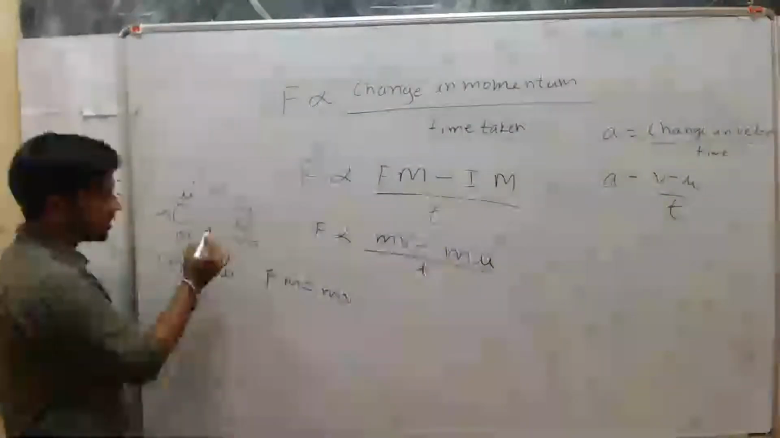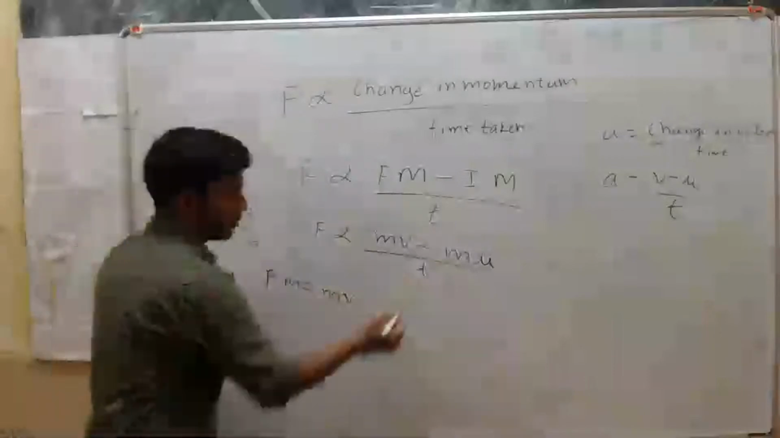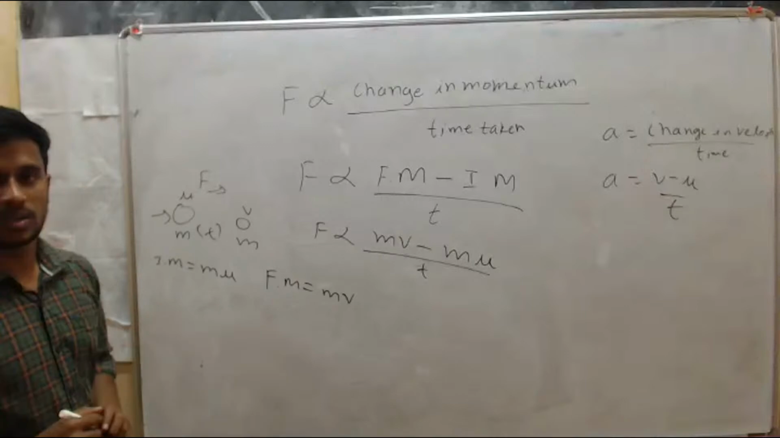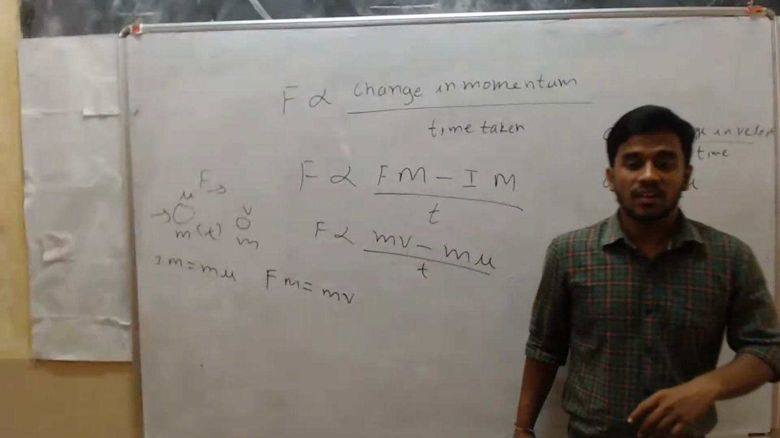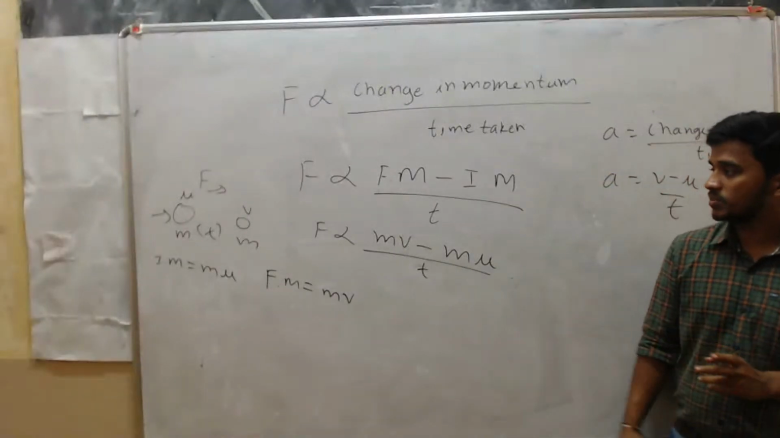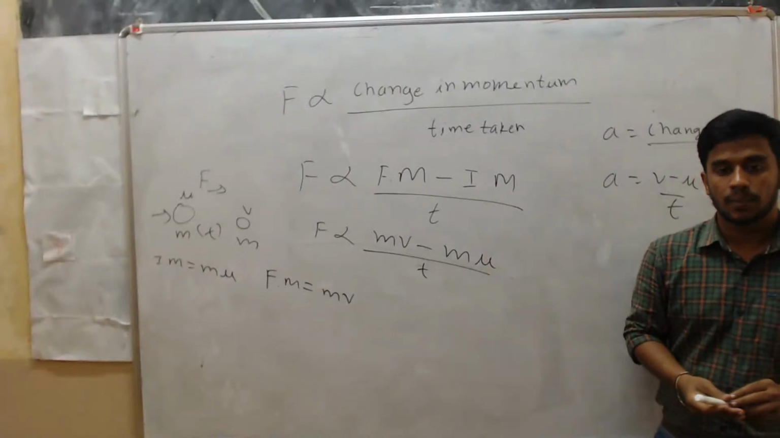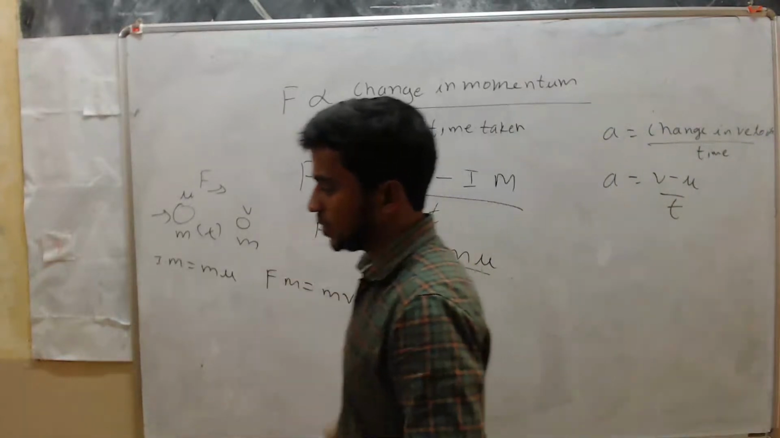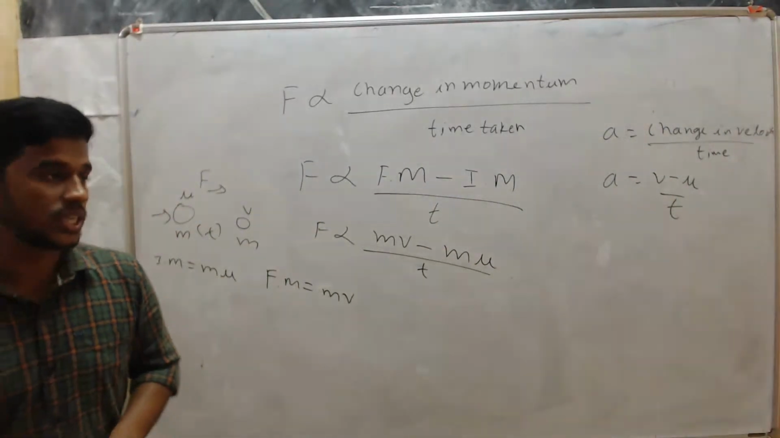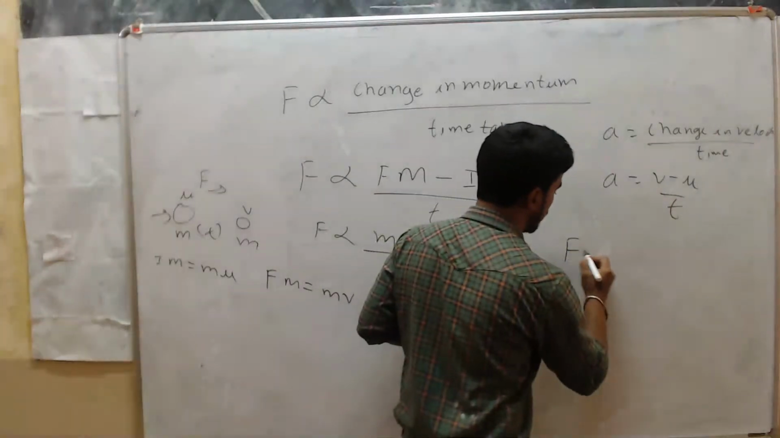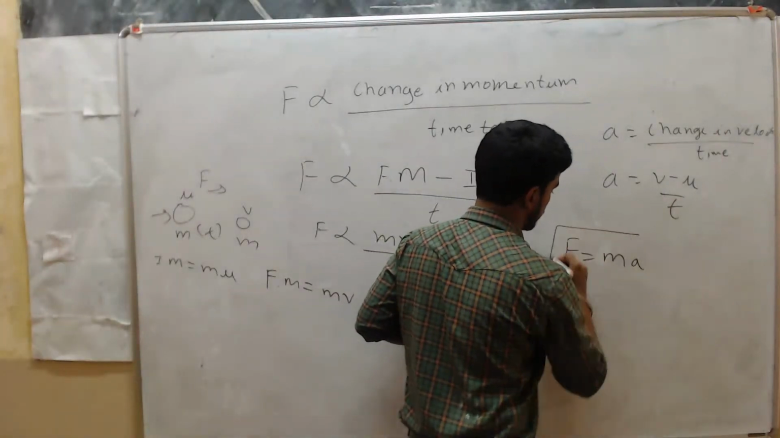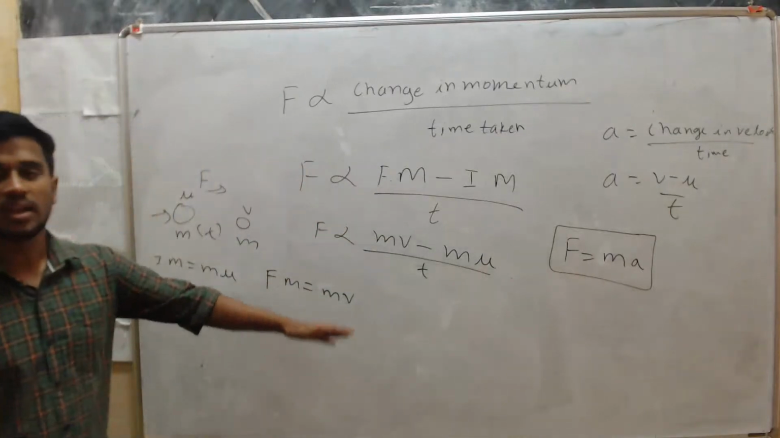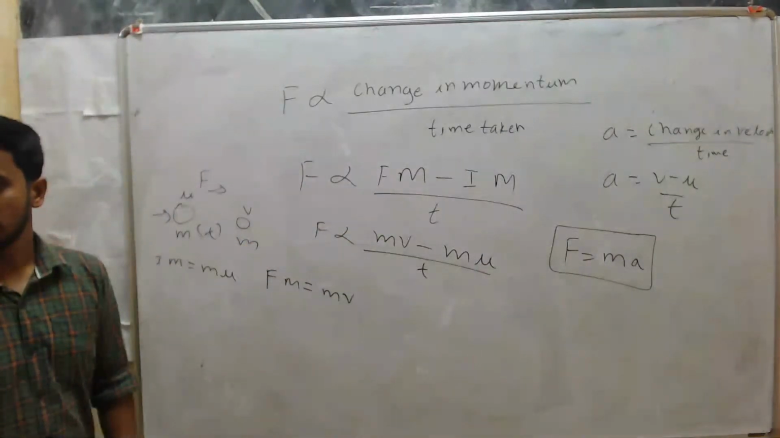Here this momentum is changing over some time, right? So that's why I have taken time as t. So this is the concept. This is the second law of motion. What does it state? The rate of change of momentum is directly proportional to the applied force. On this basis, we will derive the famous equation, that is F equals m into a. While proving F equals ma, we will use the same concept.